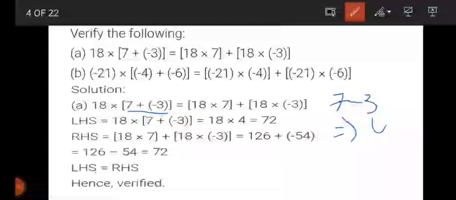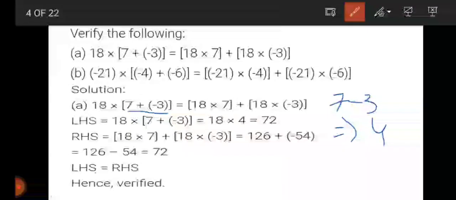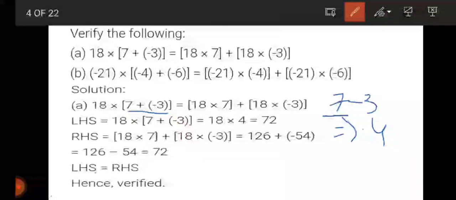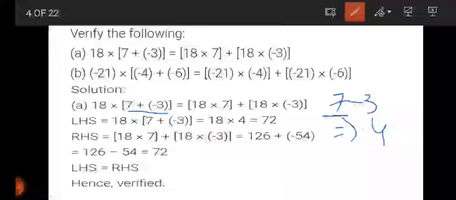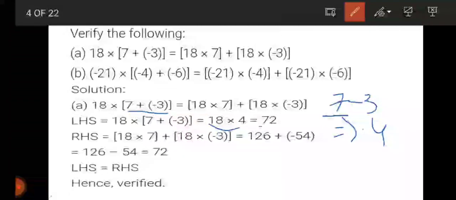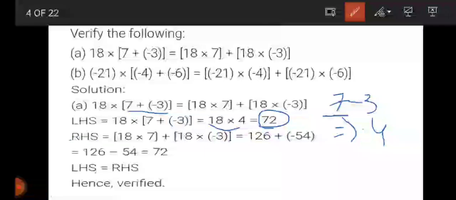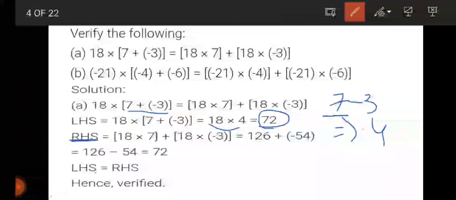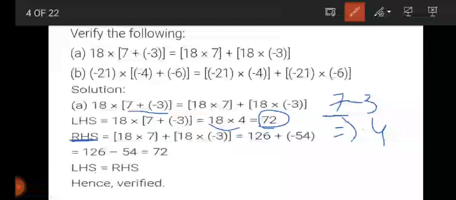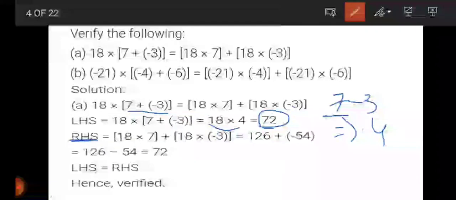So first you subtract and put the sign of the bigger integer, and the bigger integer here is 7, so that's why you get the answer 4, and then you multiply by 18, which gives 72. That's it. Next, you solve the right hand side, and you always remember one thing: first you solve the bracket.